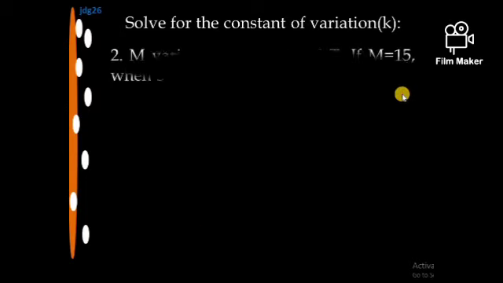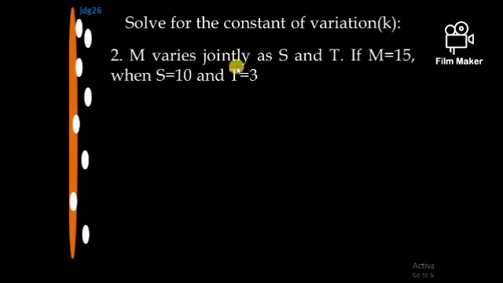Next example. M varies jointly as S and P. If M equals 15, when S equals 10, and P equals 3. So let us solve for the constant of variation. Here's the solution. So let's have the equation. Ang unang binanggit ay letter M. So isulat na natin ang letter M.